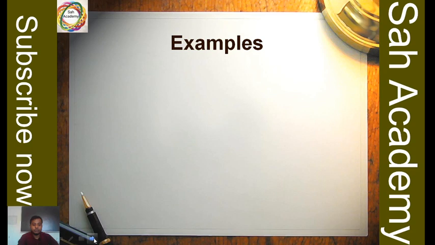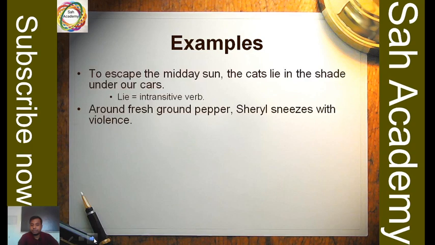Now read the next line: To escape the midday sun, the cats lie in the shade under our cars. So in this, lie would be our intransitive verb. Around the faced ground paper, Sale sneezes with violence. In this, sneezes would be our intransitive verb.